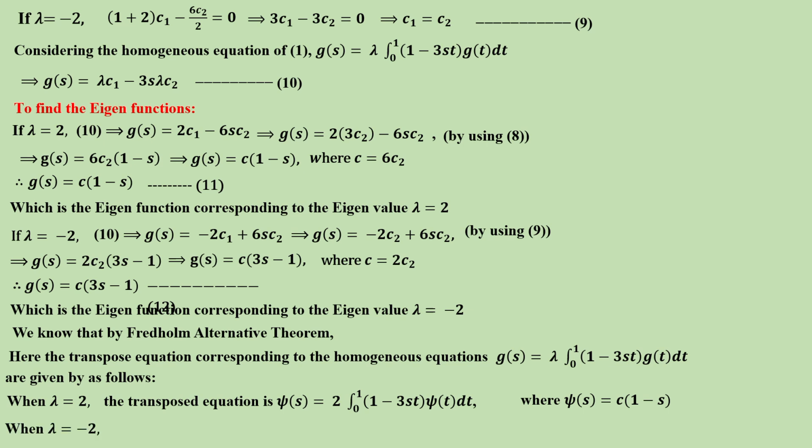When lambda is equal to minus 2, the transpose equation psi of s is equal to minus 2 integral 0 to 1 of (1 minus 3st) psi of t dt. So you have to use equation 12, where psi of s is equal to c into (3s minus 1).